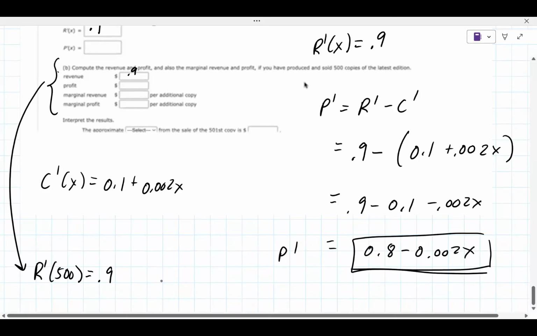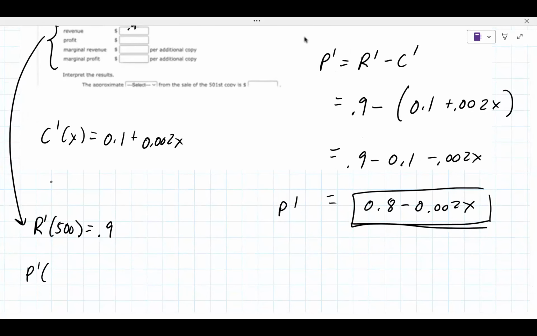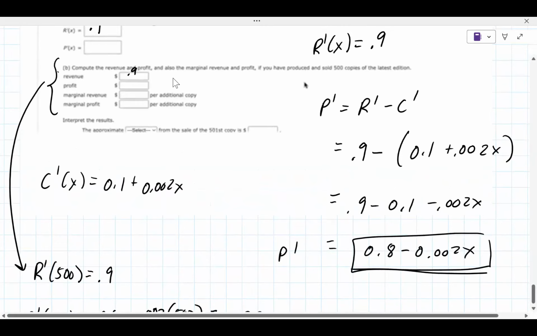This is where I like testing these if we can. P prime of 500, you're putting 500 in for X. And we should simplify that real quick. It should be minus 0.2. I don't like some of these numbers. Let me just double check here. I'm just surprised the profit is negative.